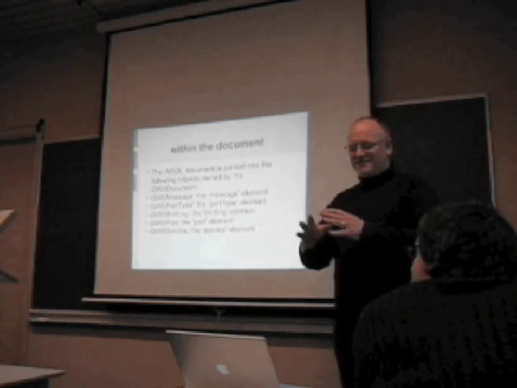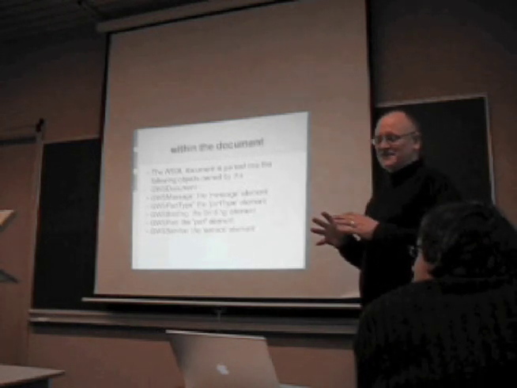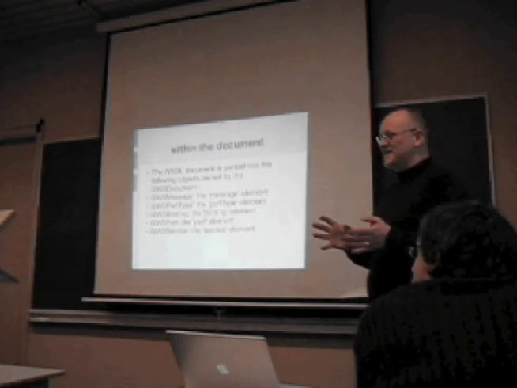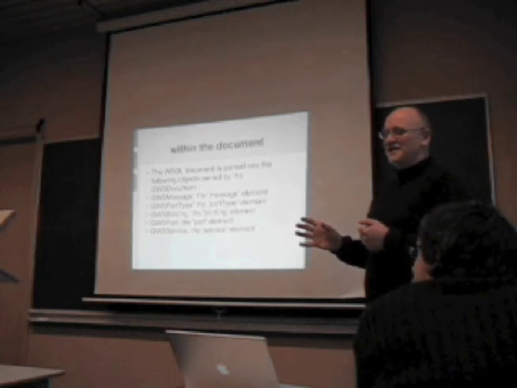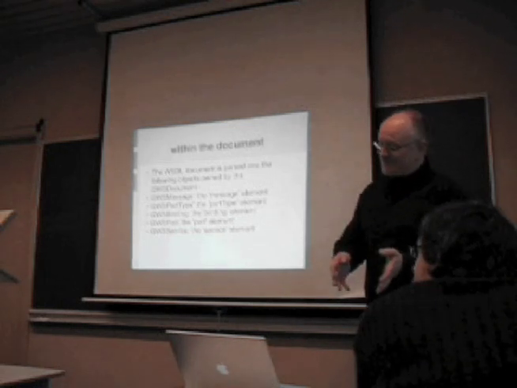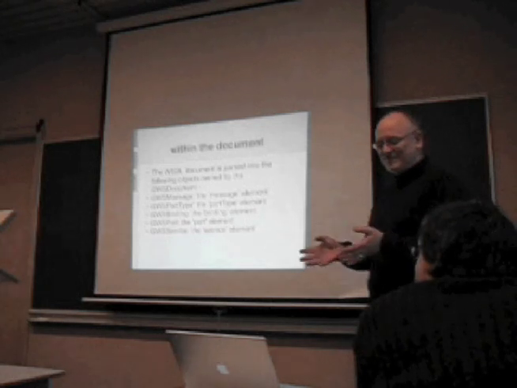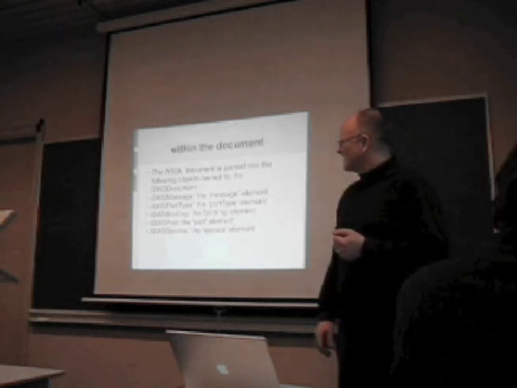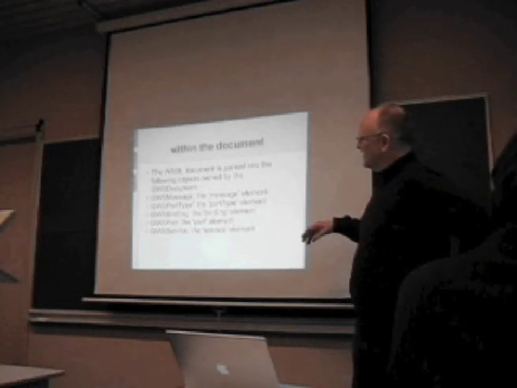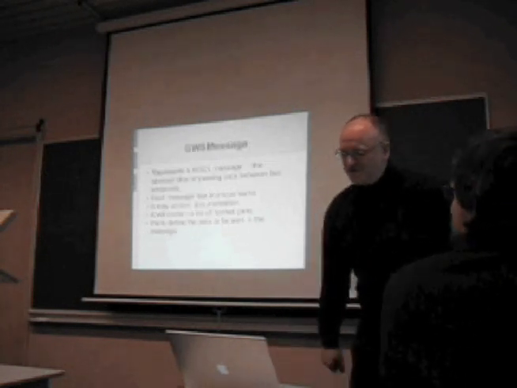Within the document, you have various other objects. At the top level, the GWS document. Inside, you have GWS messages, which encapsulate the XML message element in the WSDL document. And we've got the GWS port type, which encapsulates the port type from the XML, bindings, port, service. So these are the major components that appear in a WSDL document, mapped onto objects that we hold in the tree.